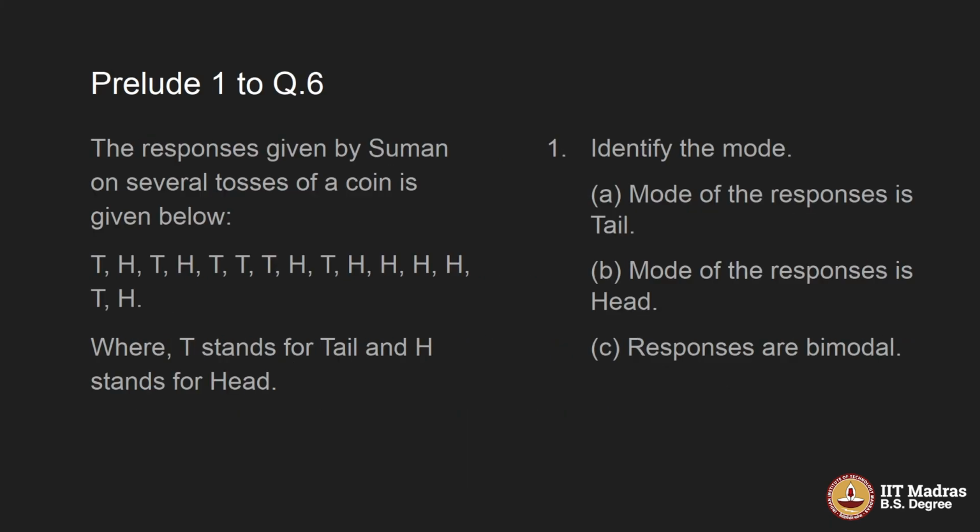Now we have question 6. The responses given by Suman on several tosses of a coin are given below. We have different tosses. First we calculate the frequency for tail, which is 1, 2, 3, 4, 5, 6, 7. We have 7 tails. Then 1, 2, 3, 4, 5, 6, 7, 8. We have 8 heads. The first question is to identify the mode. What is mode? As we discussed previously, it is the highest frequency. So we can see here head has the highest frequency, so the mode of the response will be head.